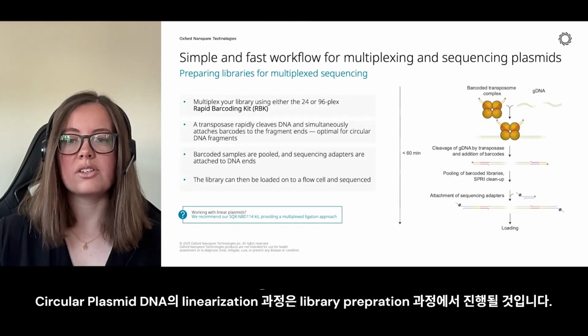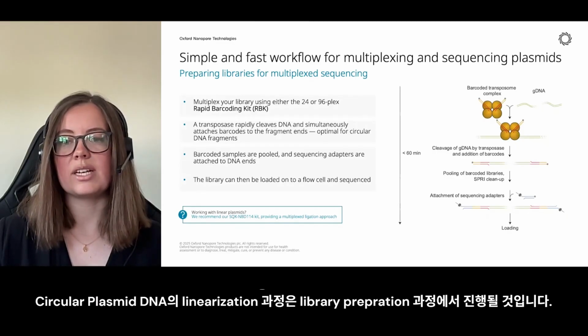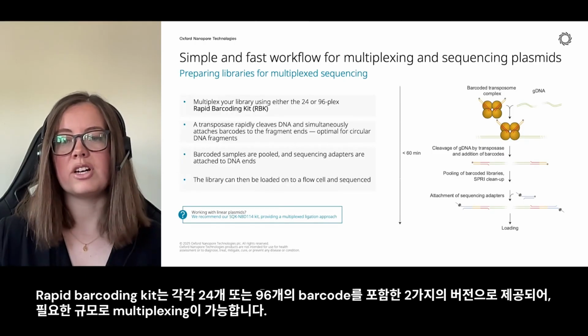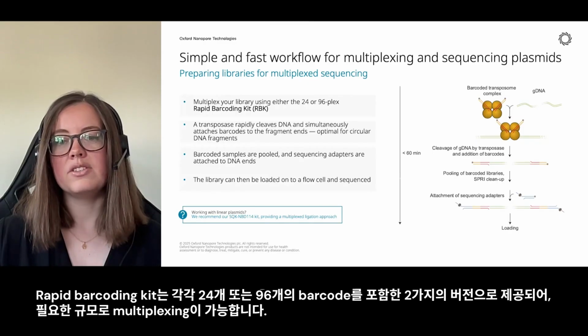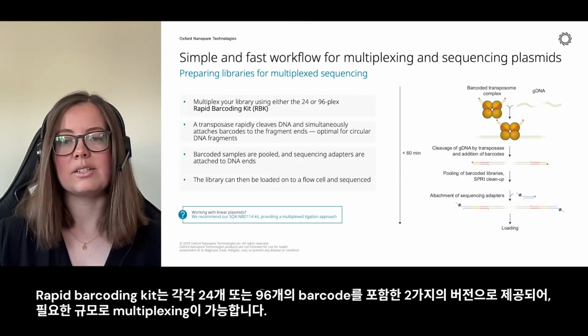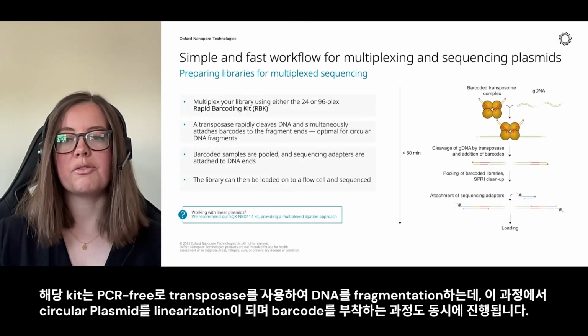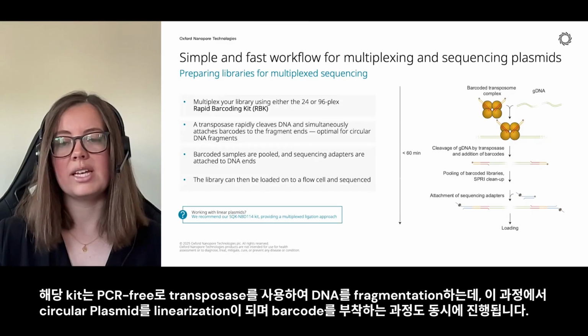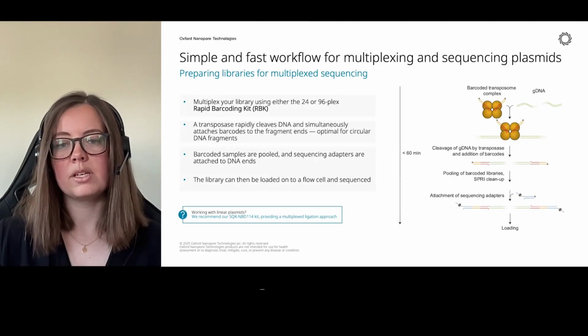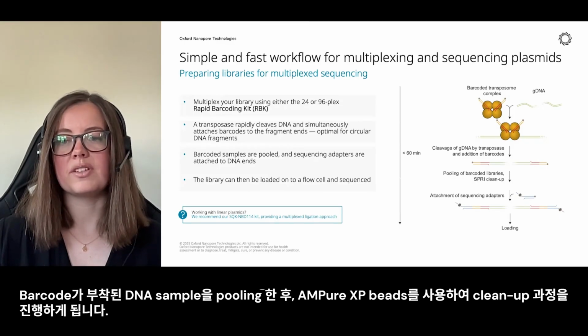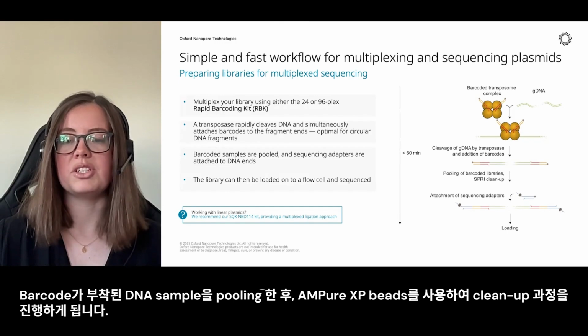To prepare your extracted plasmid DNA for sequencing, we recommend the rapid barcoding kit. The kit comes in 2 versions containing 24 or 96 barcodes respectively, so you can multiplex at the scale you need. These PCR-free kits use a transposase to cleave the DNA, which will linearize circular plasmids and attach barcodes in a single rapid step. The barcoded DNA samples are then pooled and a cleanup is performed using SPRI beads.